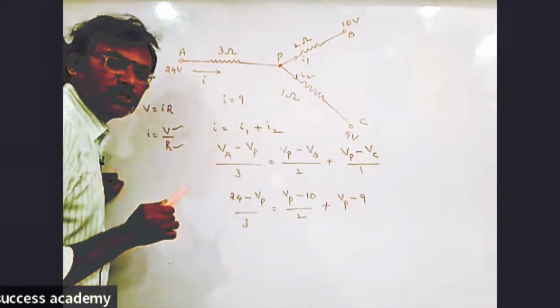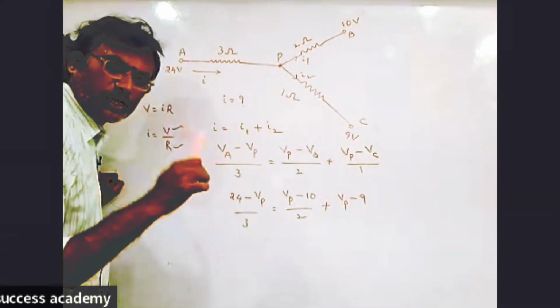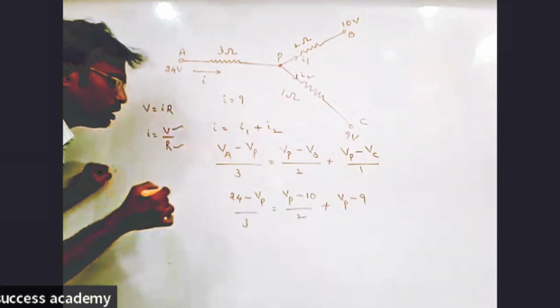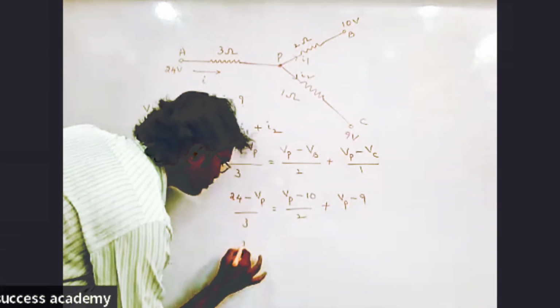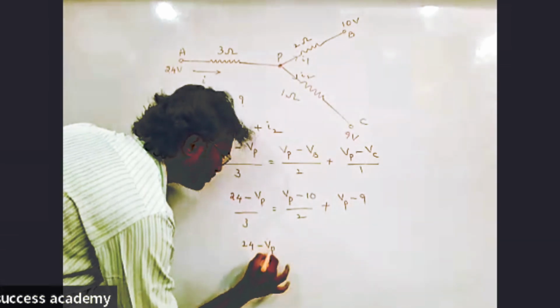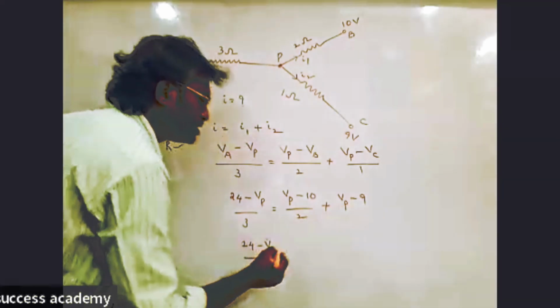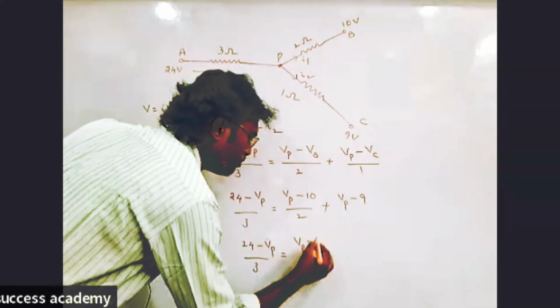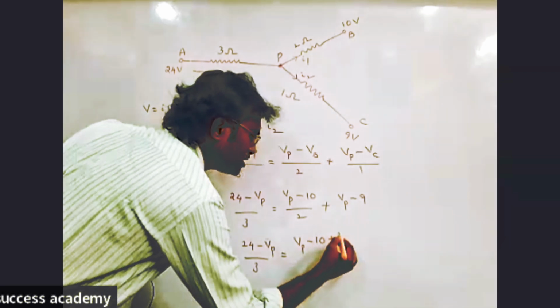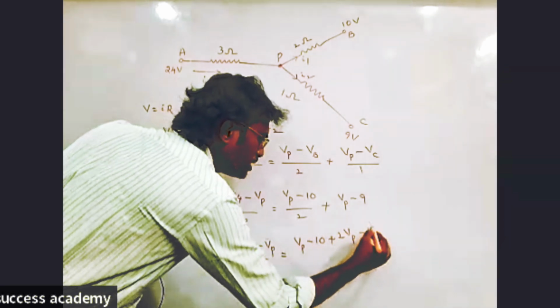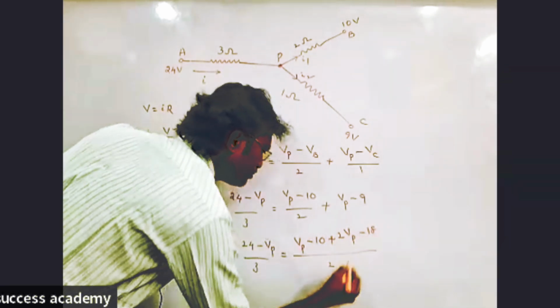9 volt. At C, the potential at C is 9 volt. Now here, take the LCM. 24 minus VP by 3 is equal to, and take the LCM. 2 is the LCM here. VP minus 10 plus 2 is the LCM. So 2 VP minus 18 by 2.